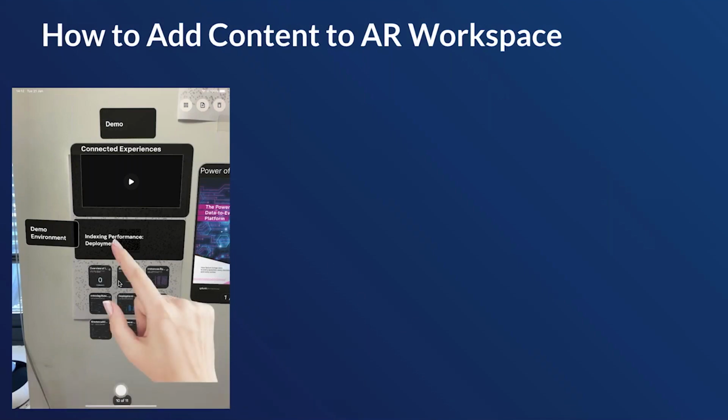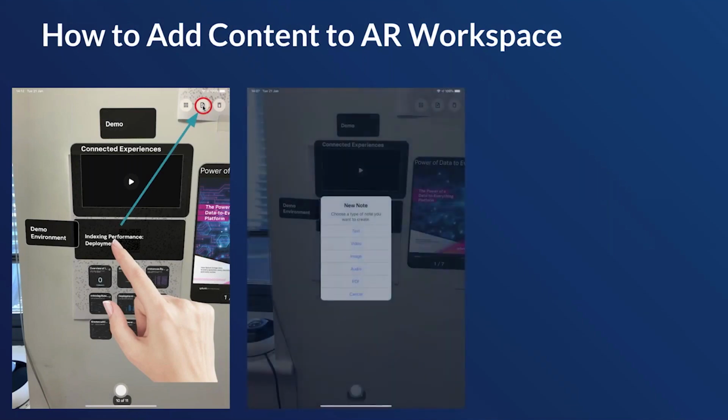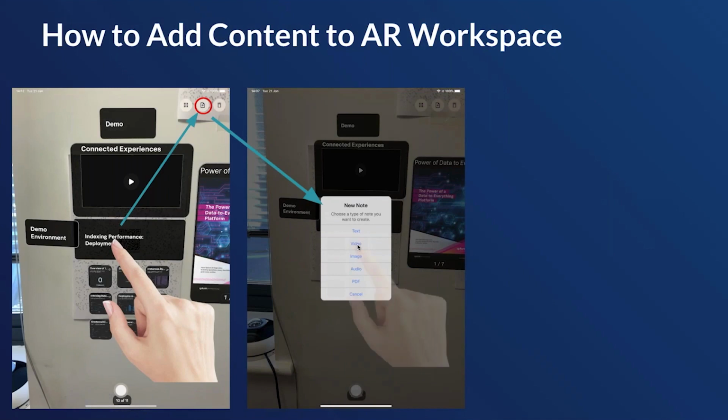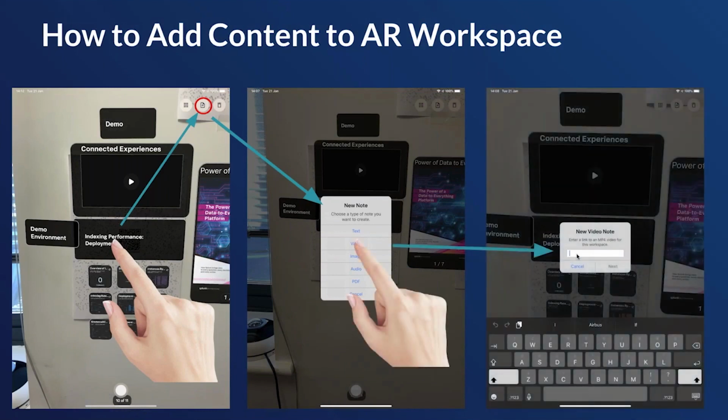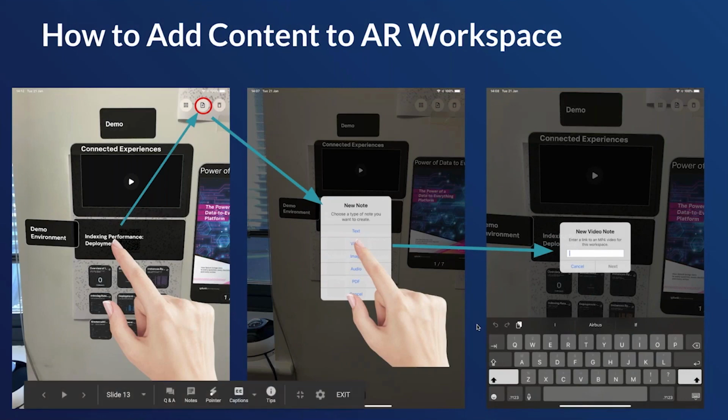So the first thing you do is in the AR interface, you touch on the indexing performance box. And then once you've done that, you get this plus sign. Then it comes to the new note. And I mentioned the fact that you can add text, video, images, audio, and PDF files. So let's do video. So you just click on touch screen on video, and then you just put the URL in for the video. You add the URL, you add the title to it, which I've added here, connected experiences, and you're done. And that's as simple as that. And that's how you add content into the AR workspace.